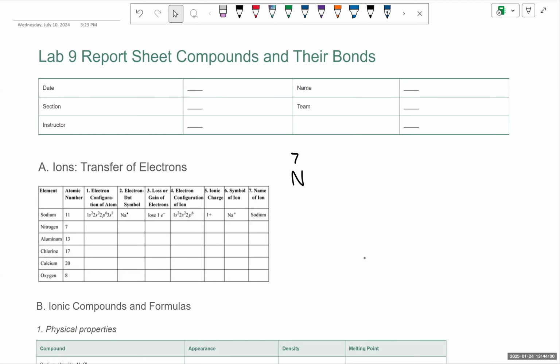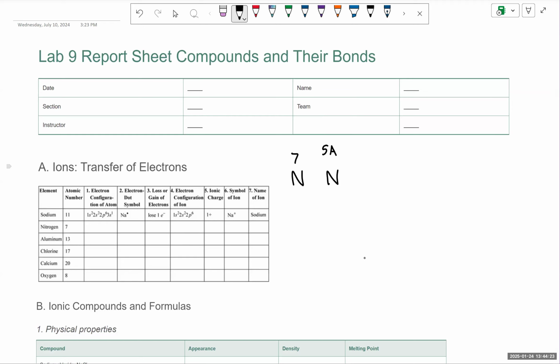Okay, so they've given us the atomic number. So let's do an example for nitrogen. Nitrogen has an atomic number of 7, which tells us it has 7 total electrons. Additionally, if you check the periodic table, nitrogen is in group 5A, which tells us nitrogen has 5 valence electrons. We'll use that in a moment.